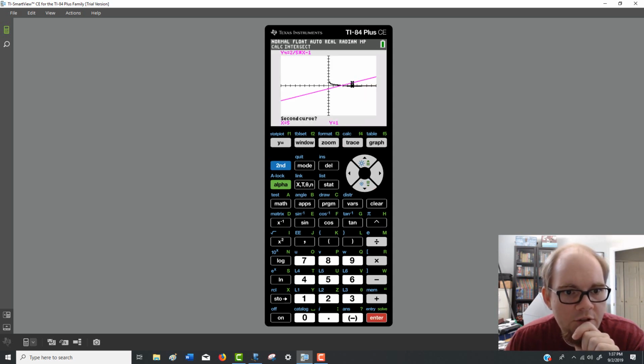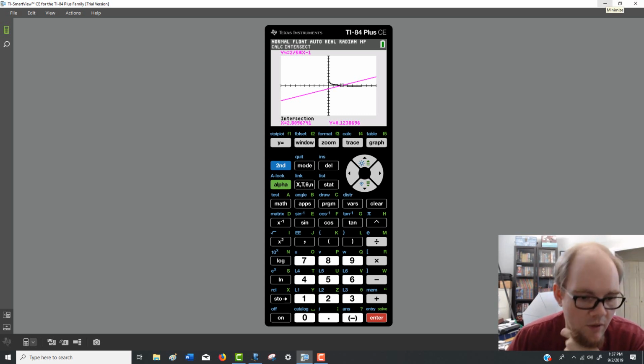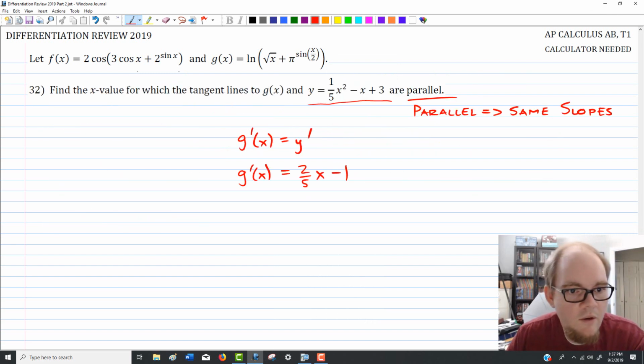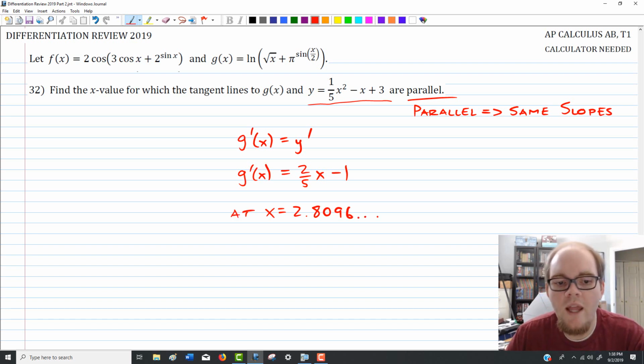Boom. Enter, enter, enter. There's only one. It says the intersection occurs at 2.8096. Okay, there we go. So this happens at x equals 2.8096. And so for our answer, we just wanted the x value. So we'll say it occurs at 2.810 or 2.809.